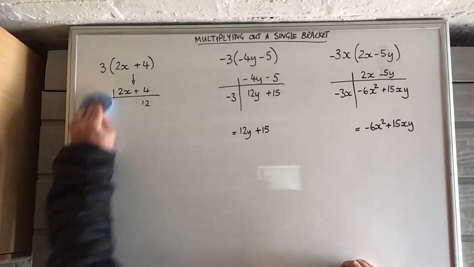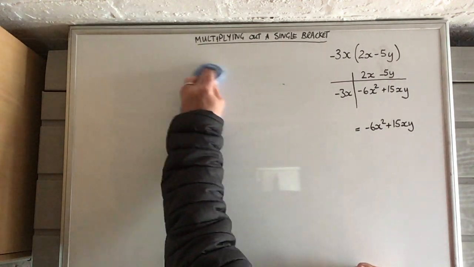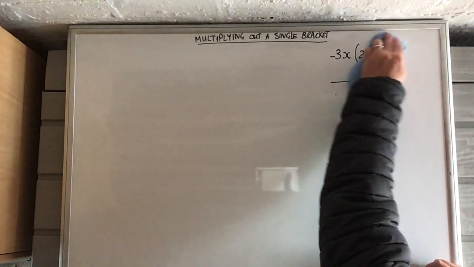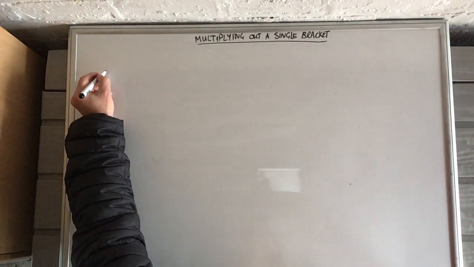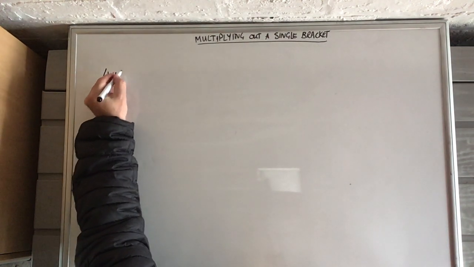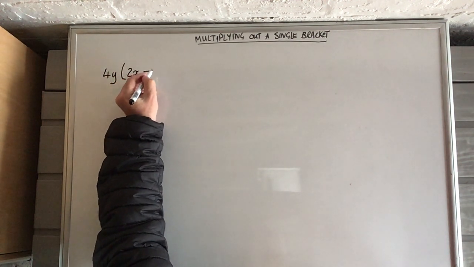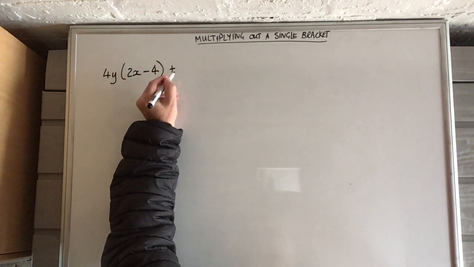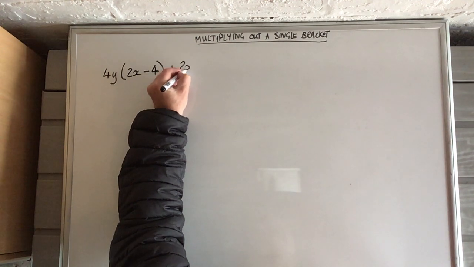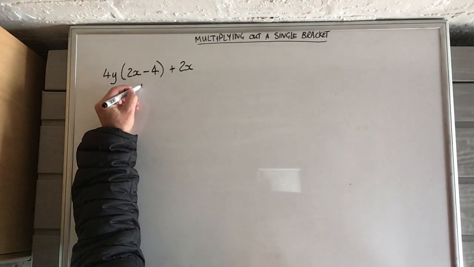Let's try something a wee bit more difficult, when we have some terms that are not inside the bracket or not connected to the bracket. So let's just make up a couple of wee questions here. Let's go for 4y bracket 2x minus 4 plus 2x. Something like that. Well, to do this question, let's look at the grid method first.